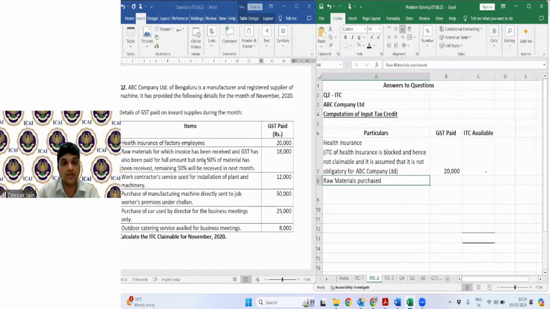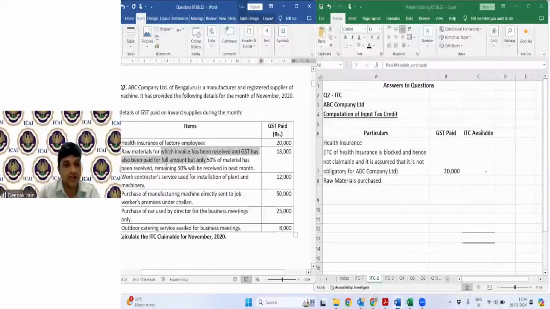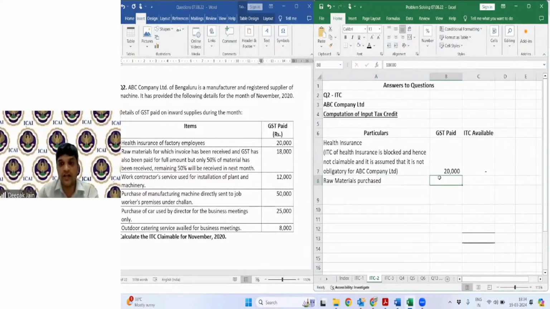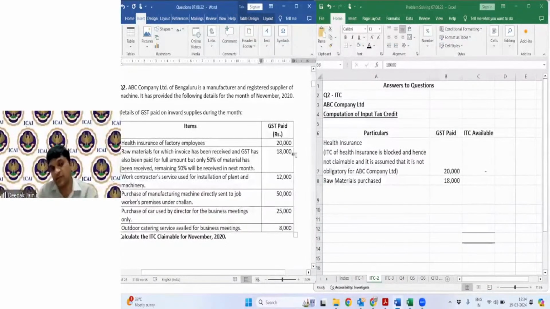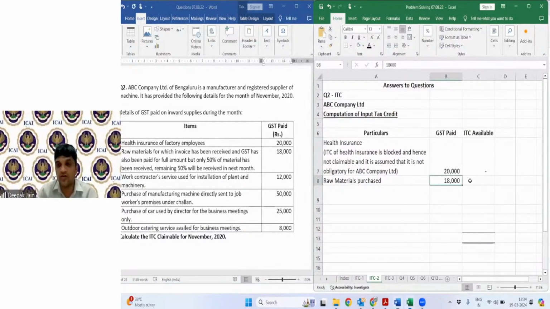Second is on the raw material purchases, raw materials for which invoice has been received and GST also has been paid for the full amount. So can we claim credit on this? We can claim credit. Since 50% has come, can we claim 50% and claim the balance later on? No, since in case of lot supply, where part of the goods have been received, we can claim input tax credit only on receiving the last lot. So in this case, we can claim it only when we receive it in the next month.